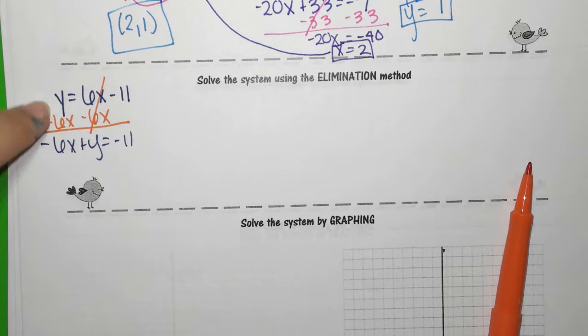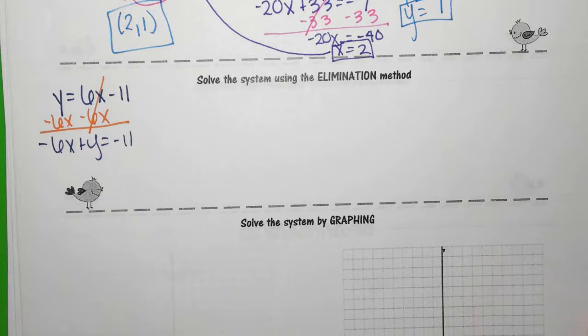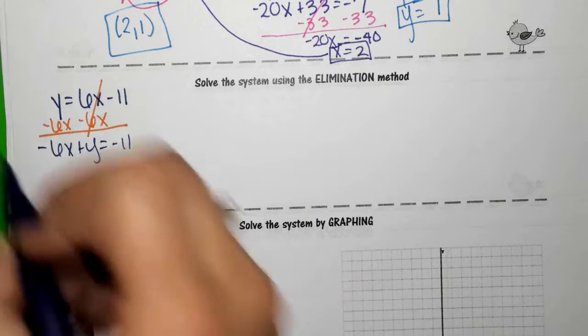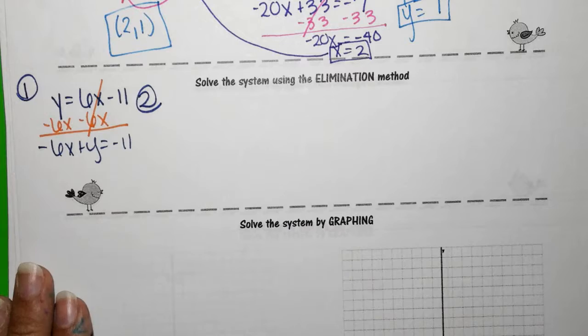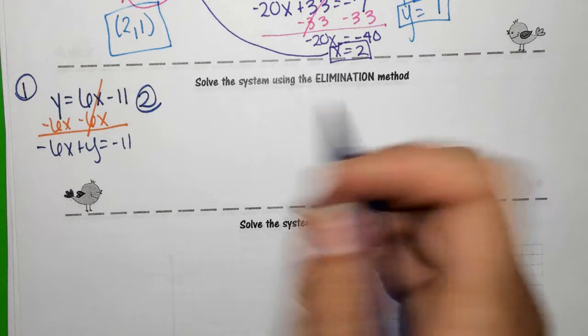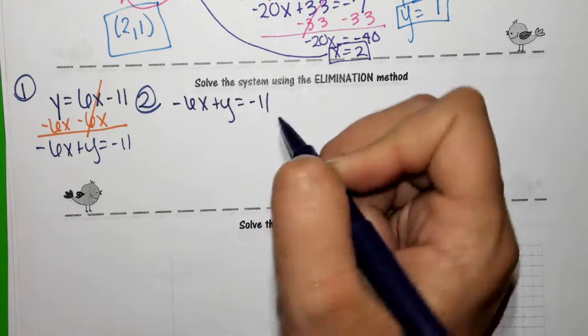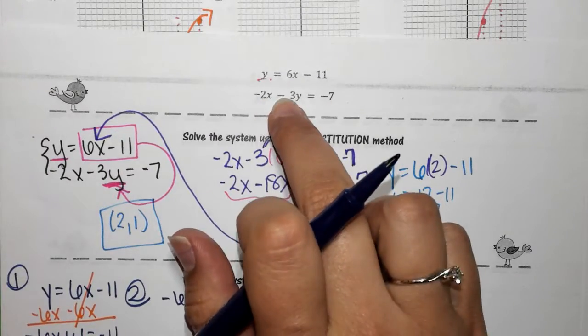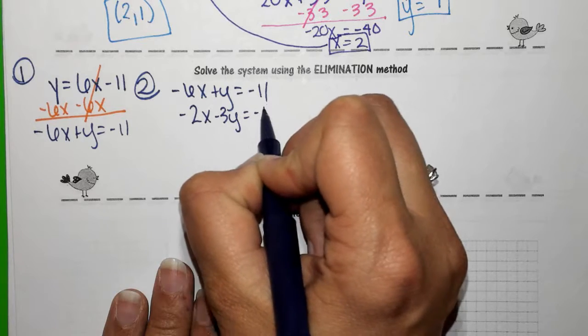Now, why did I not combine negative 6x and y? They're not like terms. Awesome. Are we ready for the next step? Alright, this was step 1. Step 2, I want you to line up both of your equations now. So we have negative 6x plus y equals negative 11. And our other equation from up here, we're pulling this one down. Negative 2x minus 3y equals negative 7.